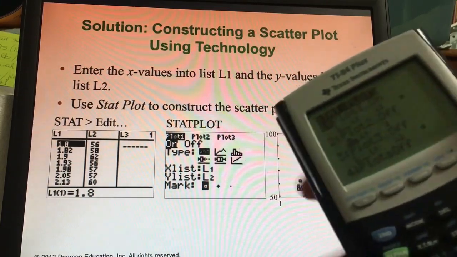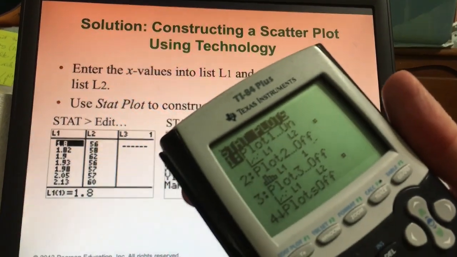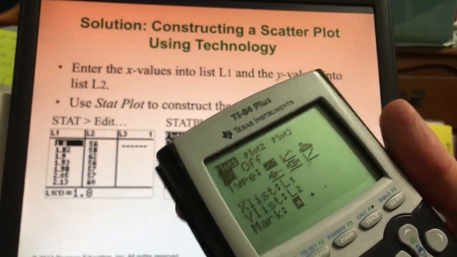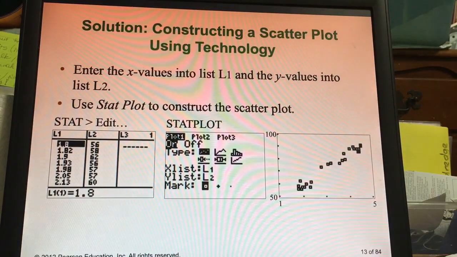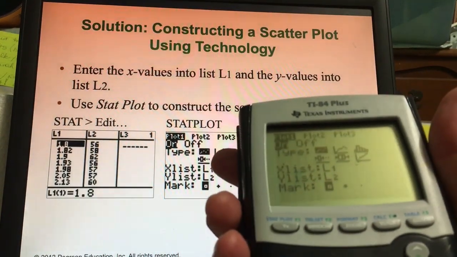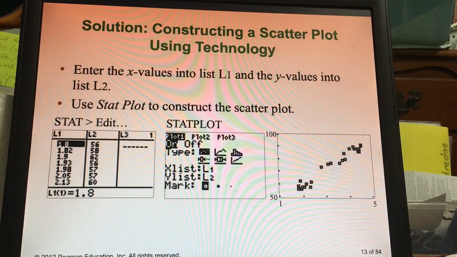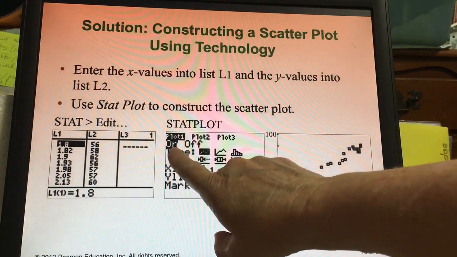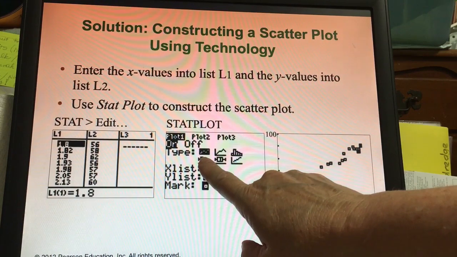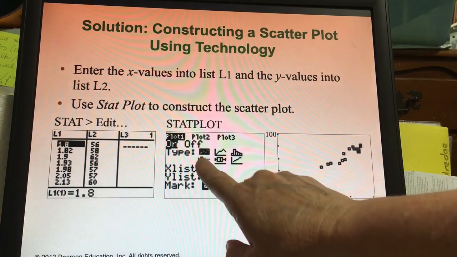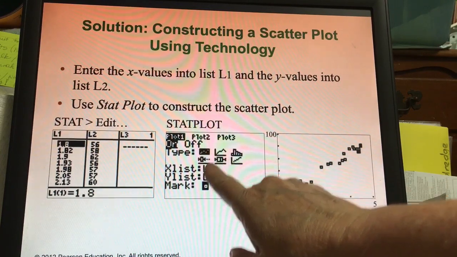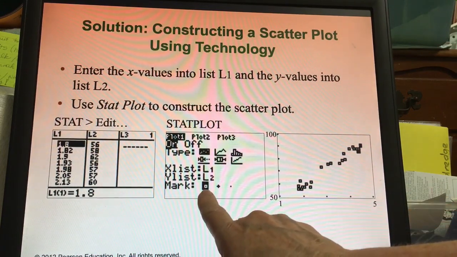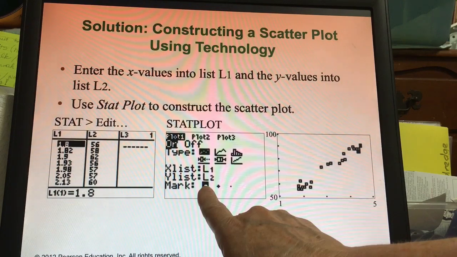Can you see that screen? I think I got too much light here. Hit enter. And then you come up with this, which is what they have right here on this screen. It looks the same on my calculator. You want your plot 1 on. You want to put your cursor on the first picture under type because that's your scatter plot. Then you're going to come down here and choose your marking. I like the little box usually.